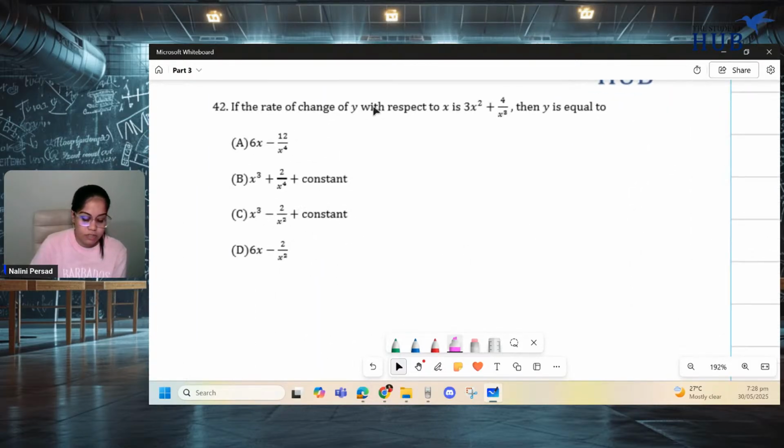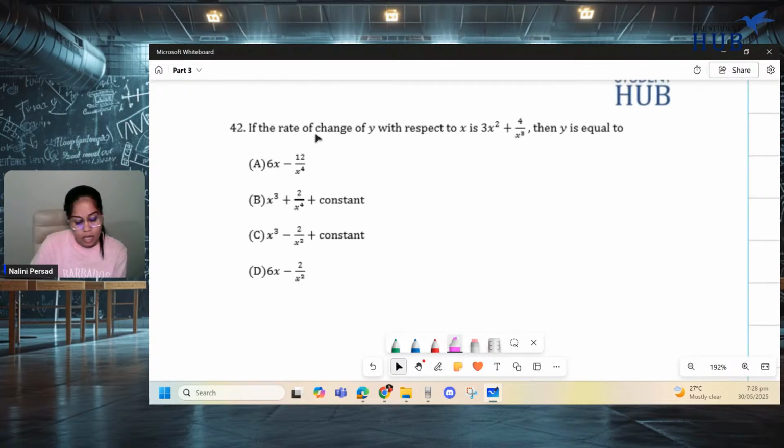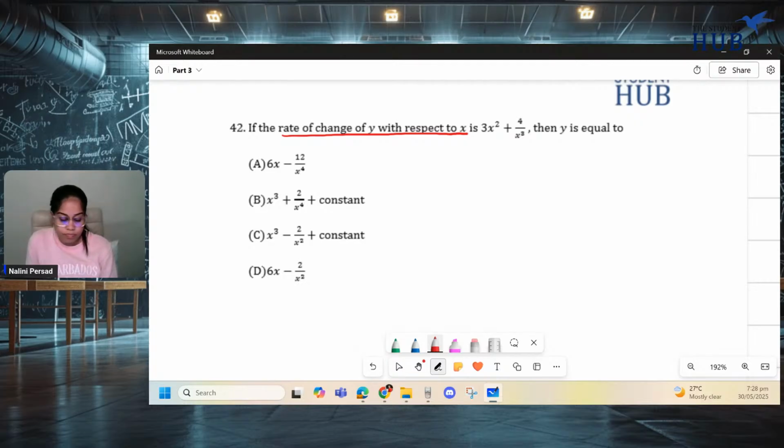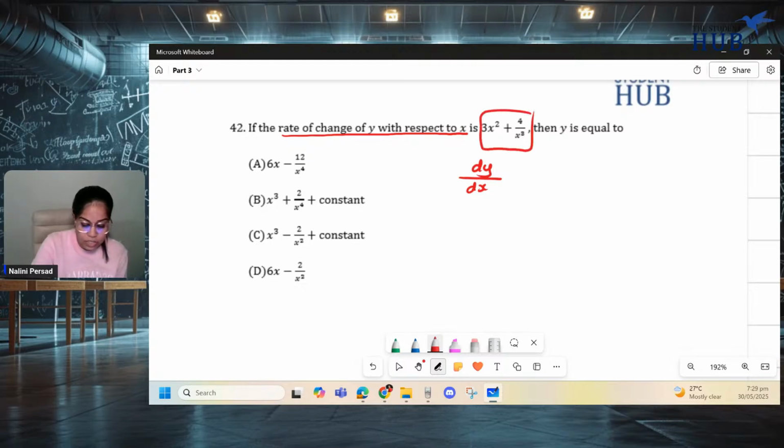Question 42. If the rate of change of y with respect to x. This is the English. What is that in mathematical terms? The rate of change of y with respect to x means it's dy dx. You see this expression they gave you here? That is dy dx, the rate of change of y with respect to x.